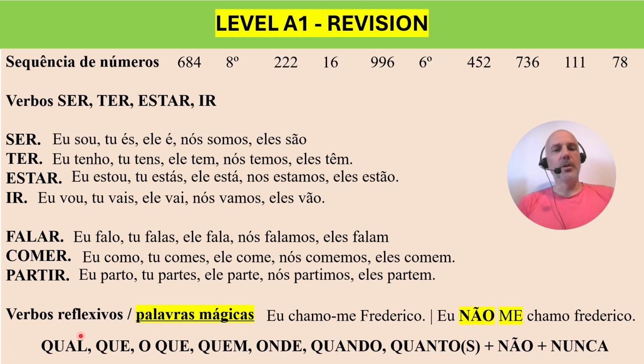But you really have to know that these words here, so the question words, they are not only question words, but they are also magic words. So qual, que, o que, quem, onde, quando, quantos. And then the word não, this is an adverb, that is the word that we use for the negative, right? Like here, eu não me chamo Frederico. I don't call myself Frederico. So não is a magic word.